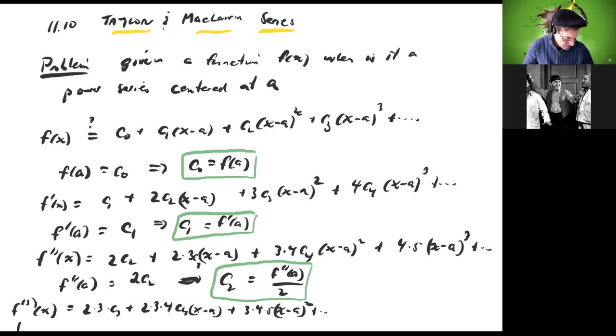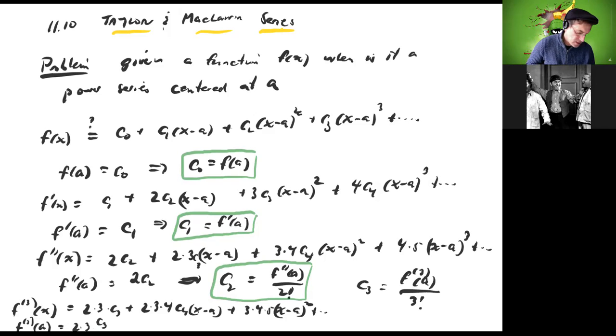So we get f triple prime of a equals 2 times 3 times c3. So that tells me, I'll write it on the right-hand side, that c3 equals the third derivative of f evaluated at a over 2 times 3, which you should think of as 3 factorial. And in fact, this was a 2 factorial in the previous green box. And in general, you can see the pattern.